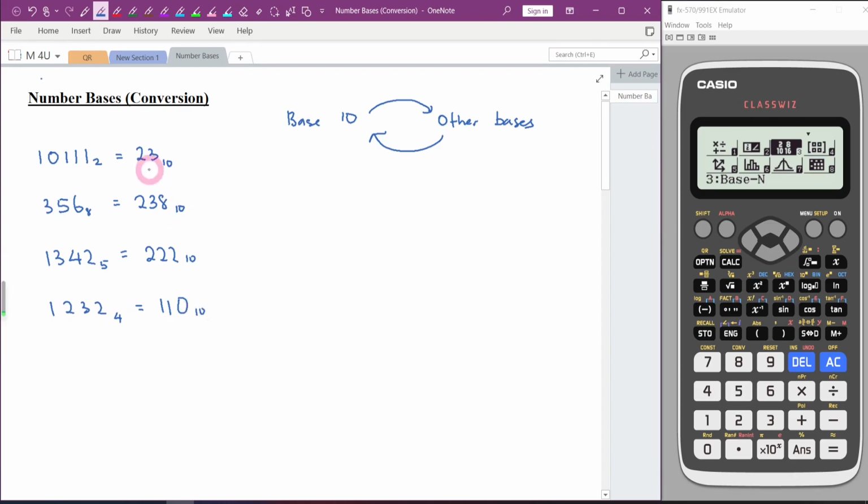Okay, just now from here to here, now we are going to learn backward from base 10 to base 2. It's actually very easy. Now let's try the first one.